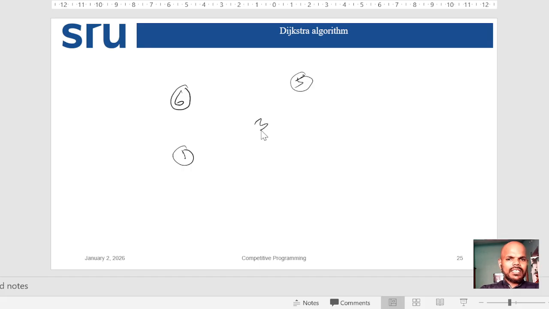Now the idea is that from the position where he is standing to the other position, if a link is there, he will know the distance. If the link is not known, then he will treat it as an infinite distance. That means he doesn't know the distance between one node and another node, right?